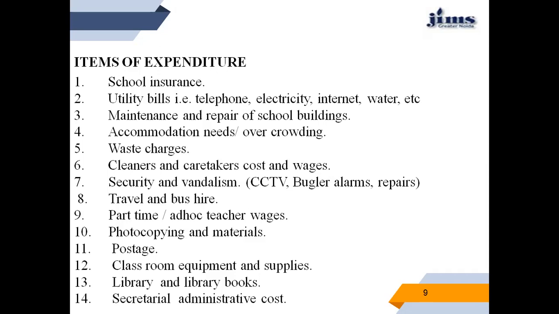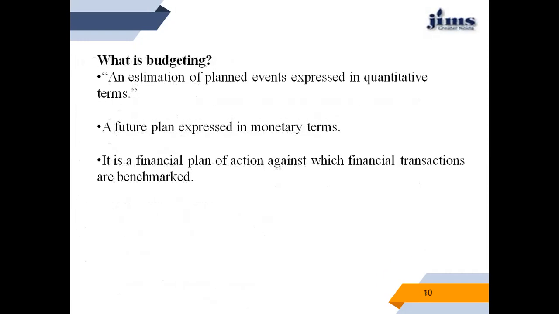Twelfth, classroom equipment and supplies as needed. Thirteenth, library and library books as upgraded from time to time. And fourteenth, secretarial administrative cost. These are the recurring expenditure of the school. Now let us come to budgeting.